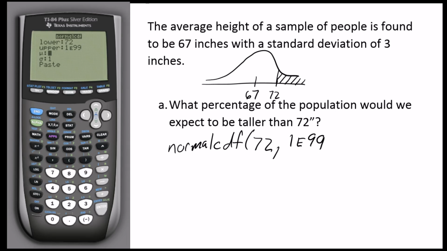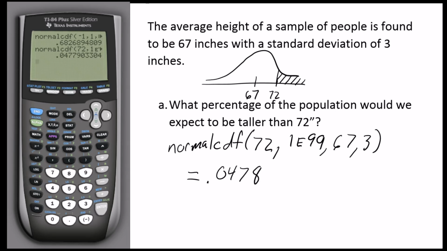Alright, our mean on this problem is 67 inches, and our standard deviation is 3 inches. So mean of 67, standard deviation of 3. And what we end up with is that the area would be 0.0478 if we rounded to 4 decimal places. The question asked for it in percentage form, so that would be 4.78%. So we would expect 4.78% of the population to be taller than 72 inches.